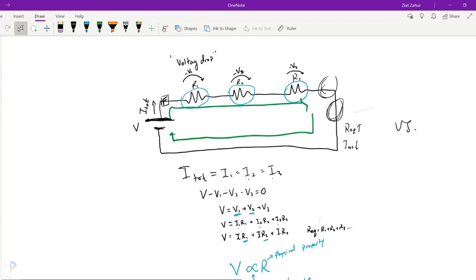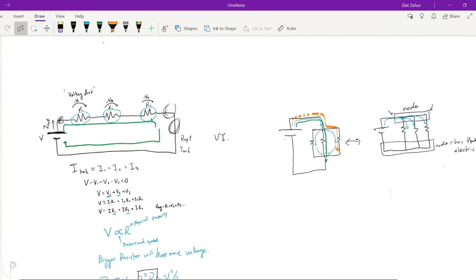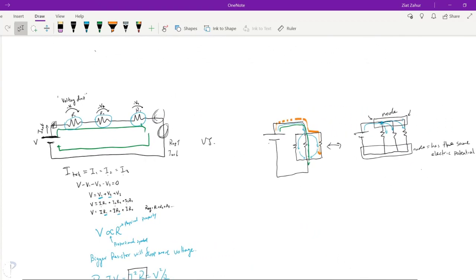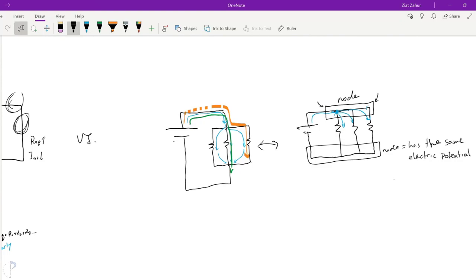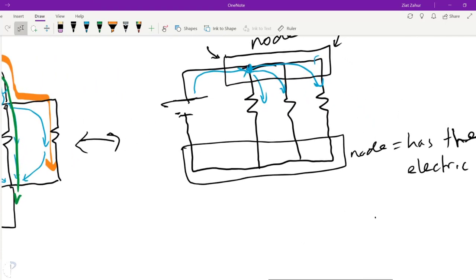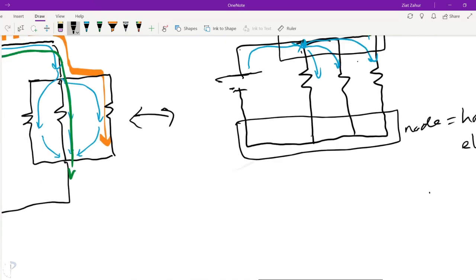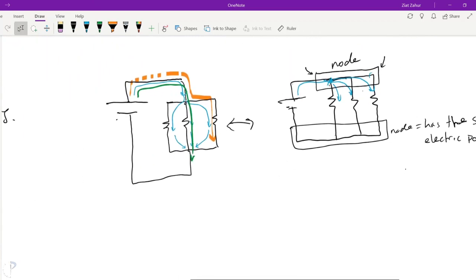Okay, now let's compare this to our parallel system. So why is parallel so much better? Well, with three pathways, now our currents add up, but our voltage remains the same. You can see how each resistor is touching the top and bottom of the battery. So that means these resistors are parallel to the battery itself.